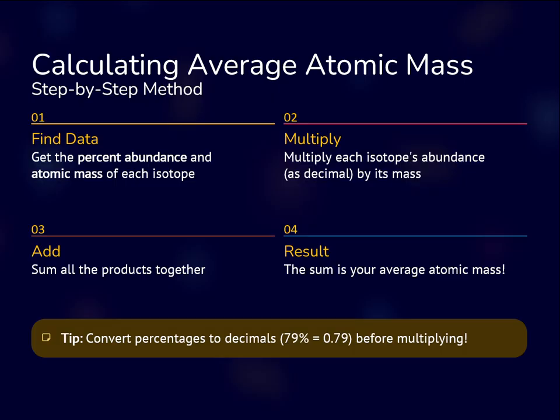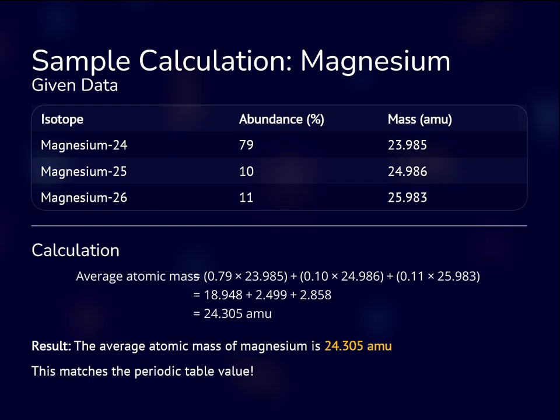This method works because it reflects how often each isotope appears in nature, giving us a true weighted average. So let's put this concept into practice by calculating the average atomic mass for magnesium. Magnesium has 3 naturally occurring isotopes: magnesium-24, magnesium-25, and magnesium-26. Step 1, convert each percentage to a decimal. So 79% becomes 0.79, 10% becomes 0.10, and 11% becomes 0.11.